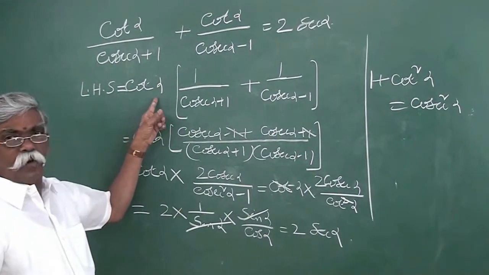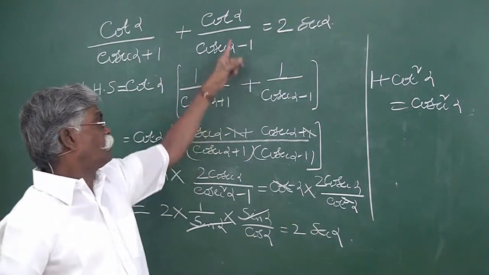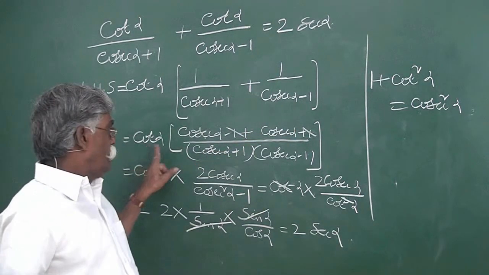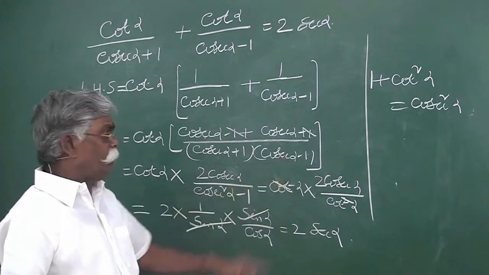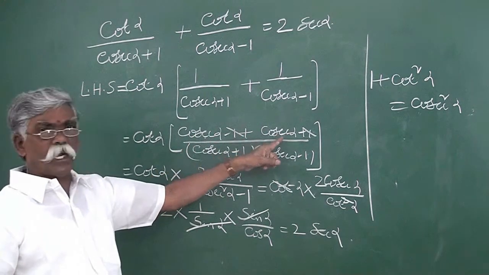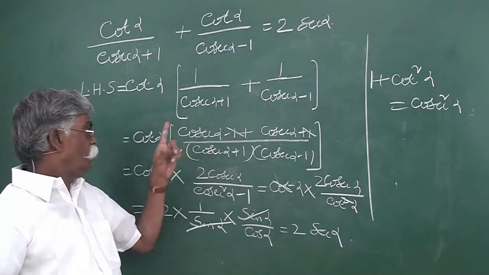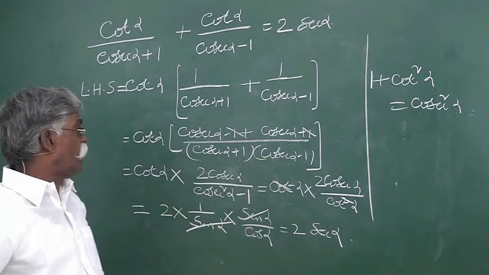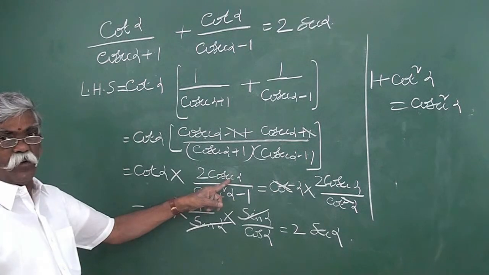We have taken cot alpha common. Here 1 by cosecant alpha plus 1 plus 1 by cosecant alpha minus 1. Now cot alpha into the LCM, which is cosecant alpha plus 1 into cosecant alpha minus 1. Here cosecant alpha minus 1, and here we will get cosecant alpha plus 1. This 1 and 1 get cancelled. Cosecant alpha plus cosecant alpha becomes 2 cosecant alpha. Therefore this is cot alpha into 2 cosecant alpha.